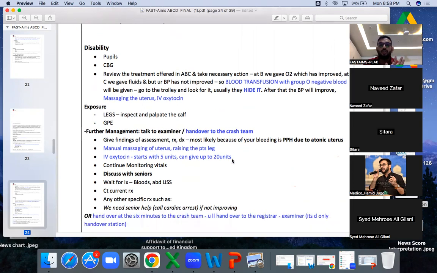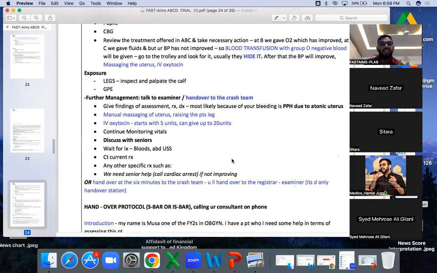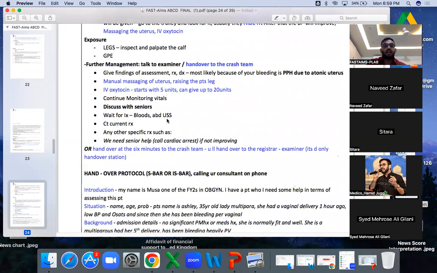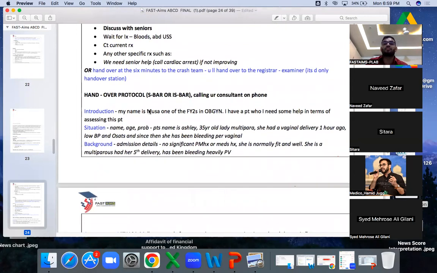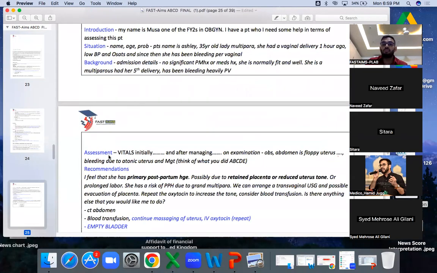I am just going to tell you a little bit of that. You will raise the leg and do the uterine massage, and raising the leg you can apply in any bleeding scenario, okay? This is the handover protocol, you need to see the four things: introduction, situation, background assessment, and recommendation. You just read it. You will know that it is quite important.